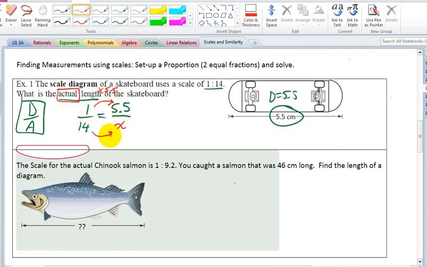Times. So here you're going to have to do times 5.5. What does x equal? Grab a calculator for this. You're going to need a calculator. 77 centimeters. So you can say the skateboard is 77 centimeters.